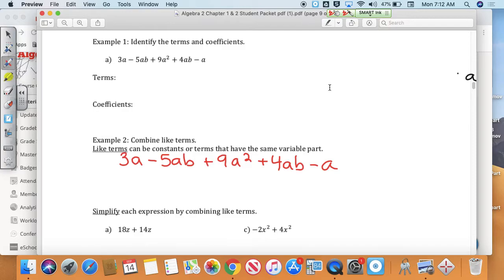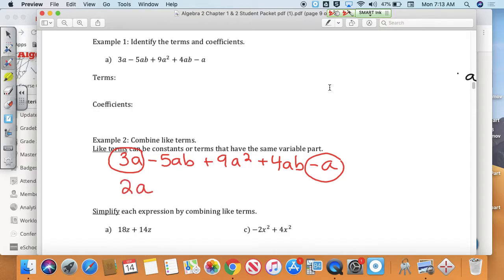So let's start with 3a. What we're doing is looking for a term in this algebraic expression that also has just a plain a variable. Not a to the second power, not a to the third power, not ab, just any plain term that also has just one plain a. This term here has one plain a, and this term here has one plain a. Because of that, we can combine these together. Combining like terms only works if the terms have the same exact variables. So 3a with a negative a combines together to be 2a.